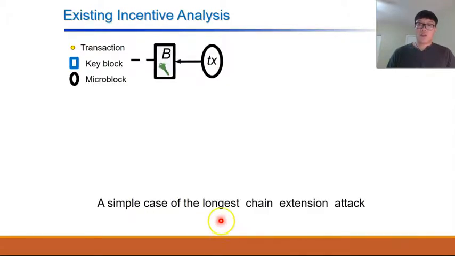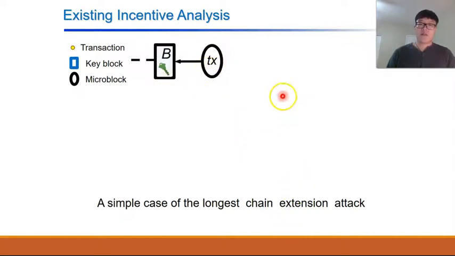So one important question is how to compute the suitable value of R. Here I provide a simple case of the longest chain extension attack. Through it, we can see how the previous analysis deals with this question. So here we assume there is an honest key block owner, and it produces a microblock which includes a transaction.